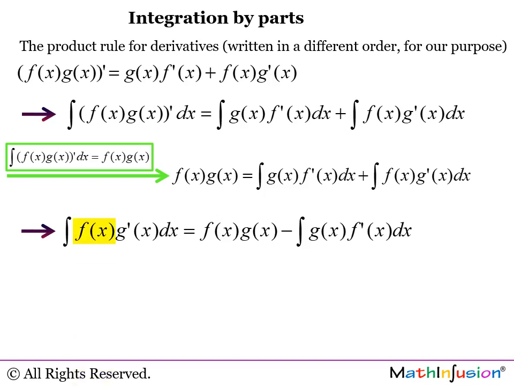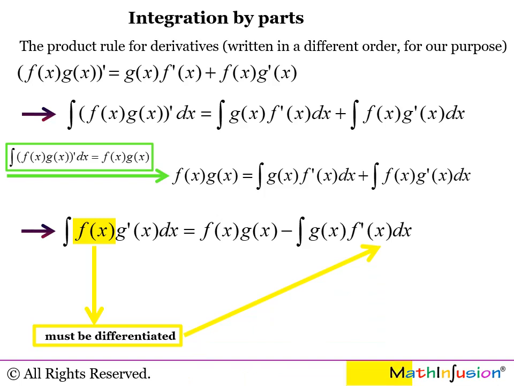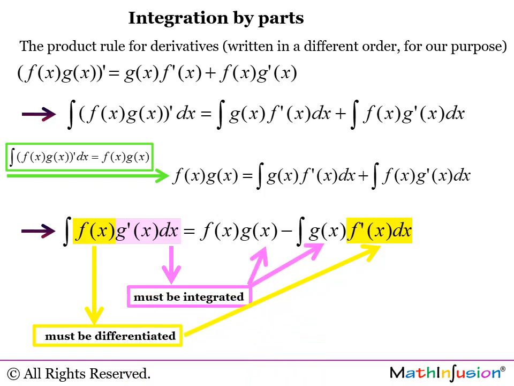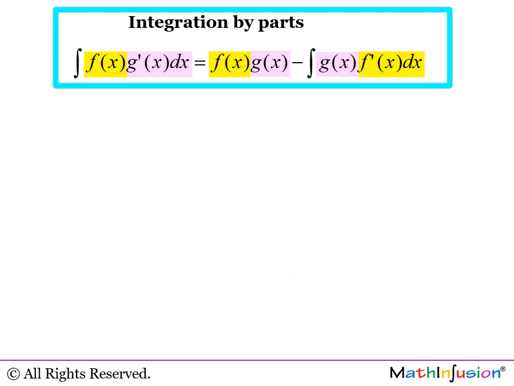And here you will understand what I was talking about. This one must be differentiated. Why? Because on the other side, I have f prime(x). And what about this one? On the other side of the equation, I have this one, which means that this must be integrated. So we are getting that this is actually integration by parts.